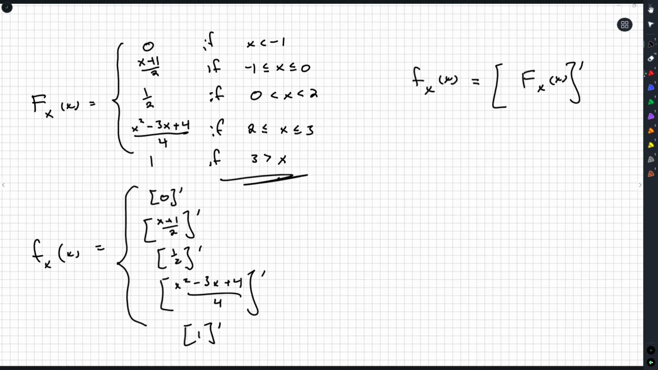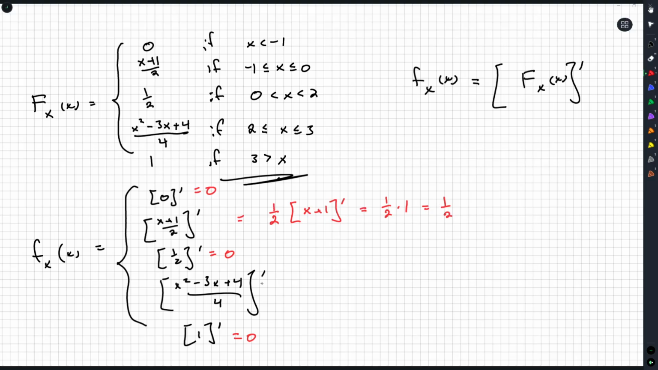Okay, so the derivative of 0 is just 0. The derivative of 1/2 is just 0. The derivative of 1 is just 0. These are constants. Right? So these represent the CDF not changing. It's fixed. It's level at those points. Okay, x plus 1 over 2. What I could do, take out the over 2, and we'll be left with x plus 1. The derivative of that is just 1. So we get 1/2 times 1, or 1/2.